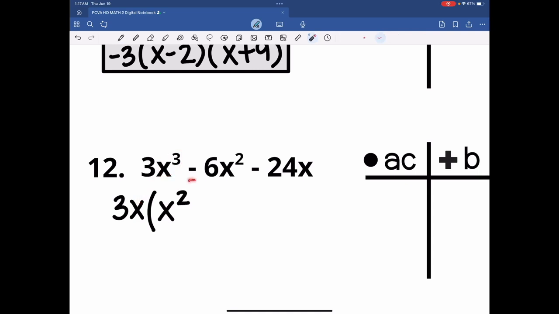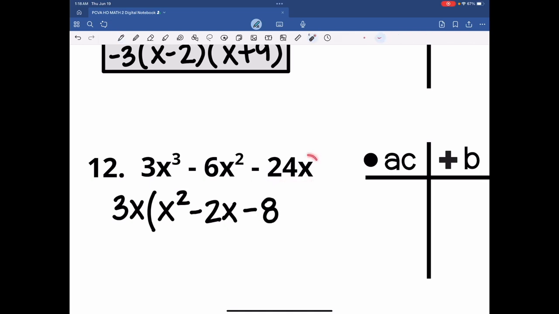So then I'm going to say negative 6 divided by 3. That's going to give me negative 2. I had 2 x's, but I took one out. So that leaves me with 1. So that's going to be negative 2x. Then I have negative 24 divided by 3. So that's going to give me negative 8.